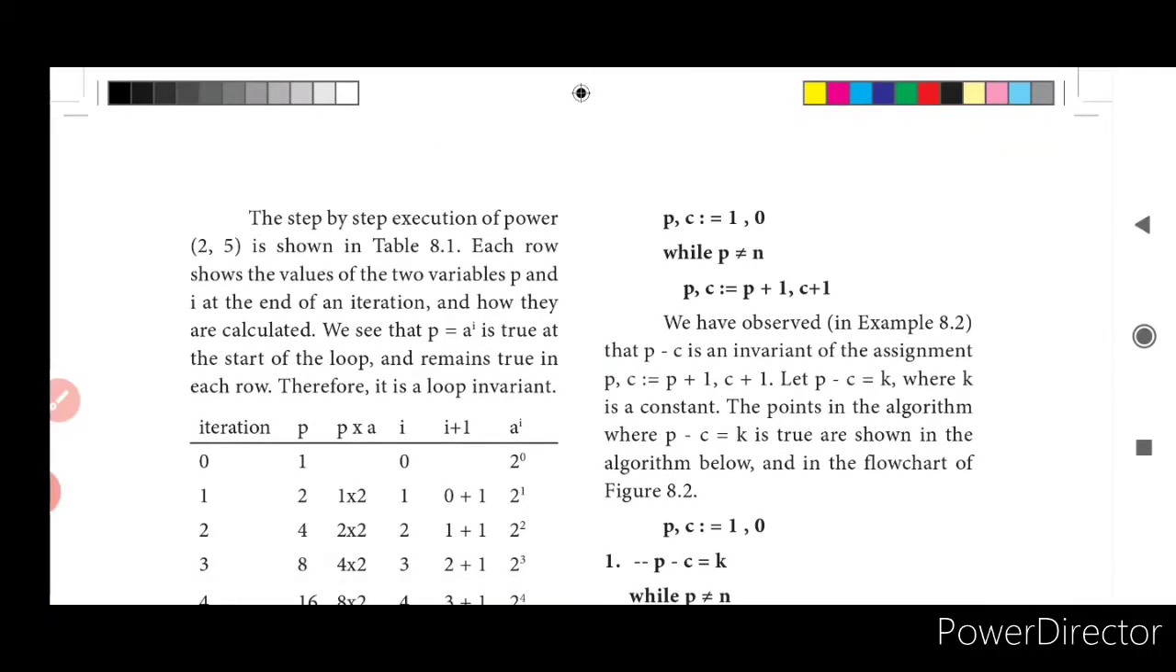Now what happens initially? What is the process that we have? p, c is equal to 1, 0. What does it represent? You will have one piece and 0 cuts. This was initial. So while p is not equal to n, the process will continue, and when p is equal to n, what will happen? The process will end.